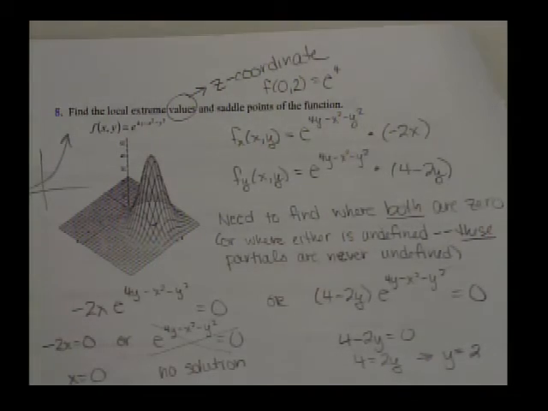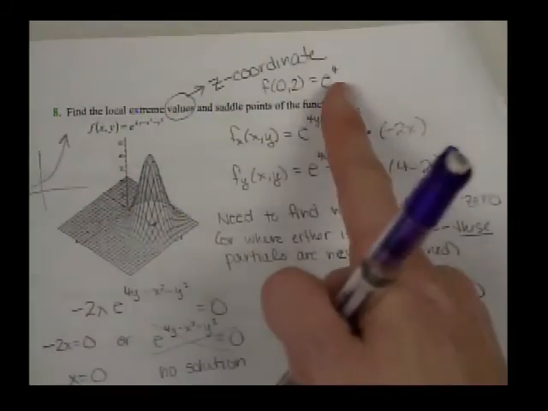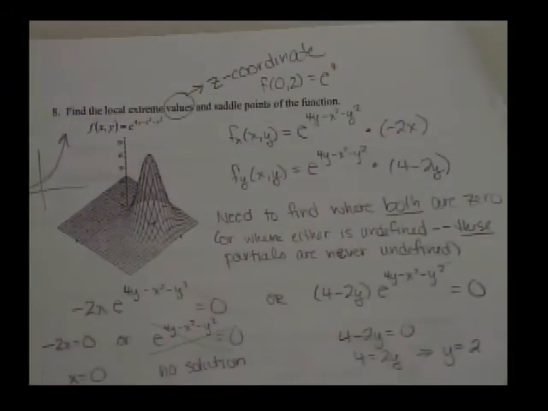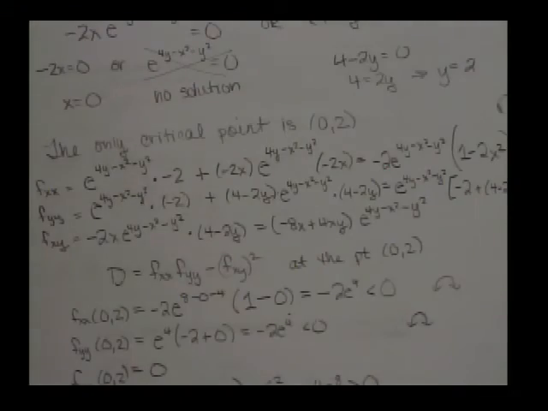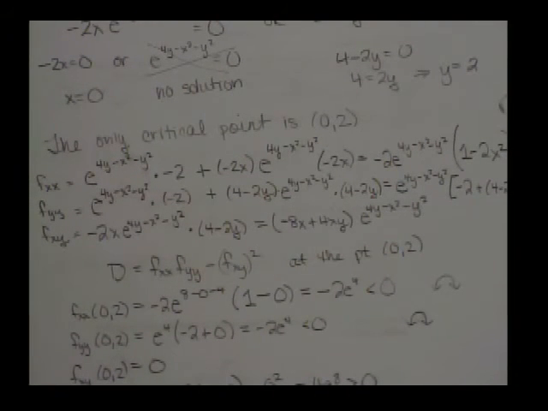So this one didn't have any saddle points. It only had the local maximum value, which also happens to be an absolute max in this problem, and where it occurred. Okay, let me see what the group work is.